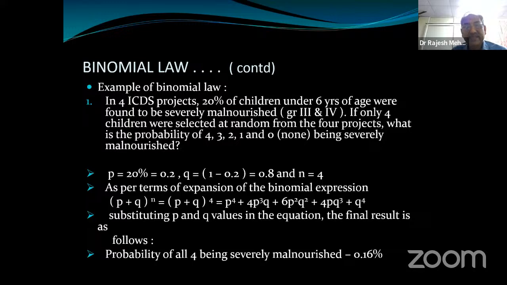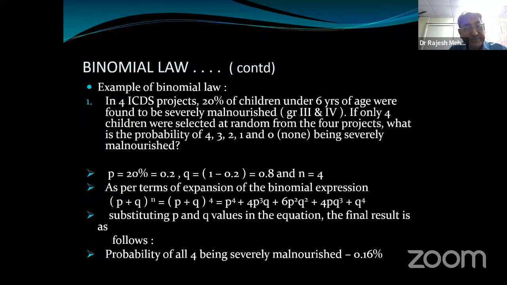Now, in this case, n is equal to 4, right? Because we have selected 4 children. And 20% of children are malnourished, grade 3 and 4, and 80% are the rest of the children, that is normal and grade 1, 2. Now the question is, what is the probability that all four will be malnourished, only one will be malnourished, or zero will be malnourished, out of these four children?